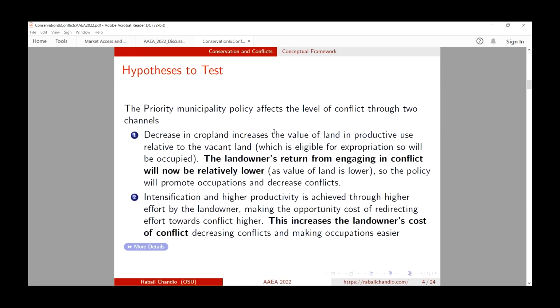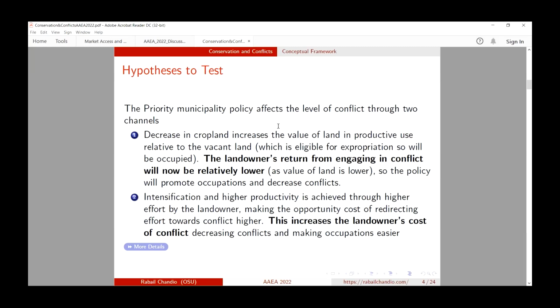Okay, so the hypotheses we're testing are the impact of the policy on land occupations and land conflicts. The two things that are changing: first, the landowner's return from engaging in a conflict. When the base value of the land decreases, the return that the landowner gets also decreases. So when the value of the land to begin with decreases, it will make it easier for the squatters to engage the same amount of effort, expect less resistance from the landowner, and get control of the land more successfully. That way, the policy will promote occupations and decrease resistance from landowners, decreasing conflicts.